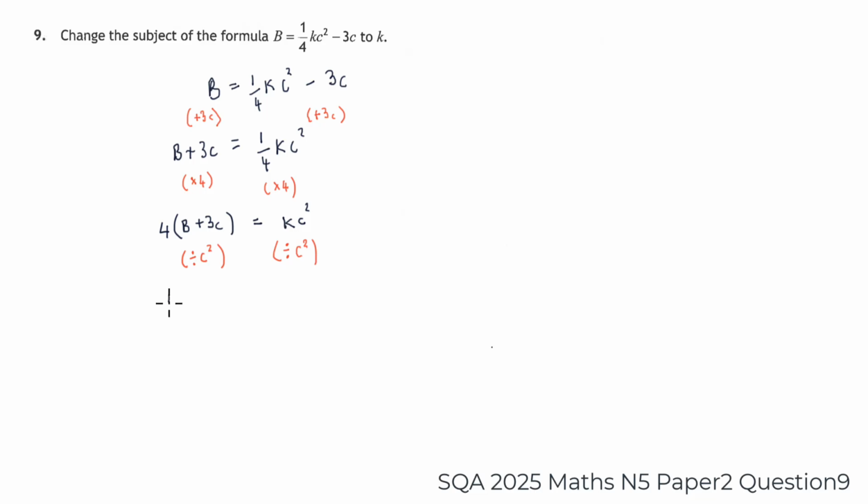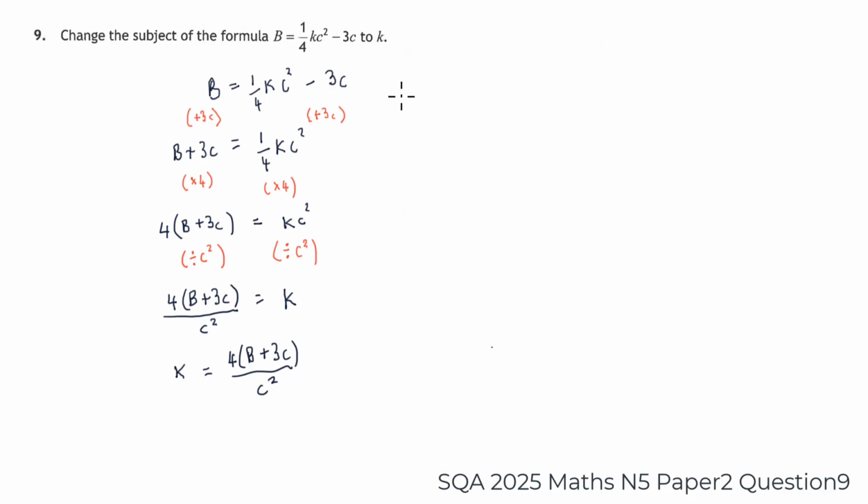So we take the whole of the left hand side and divide by c squared. Whole of the right hand side divided by c squared, that times c squared vanishes, and we're left with k. And we've really achieved what we're asked to achieve. Normally, as we've been given this b equals, we put the letter on the left. So to find k, this is the formula we would use: 4 lots of b plus 3c divided by c squared.